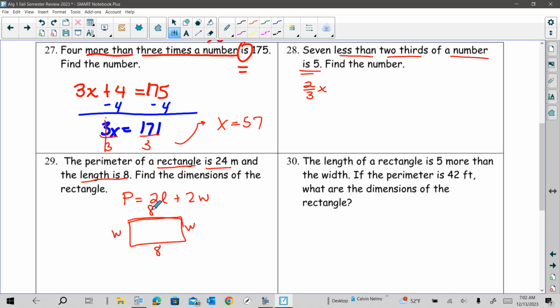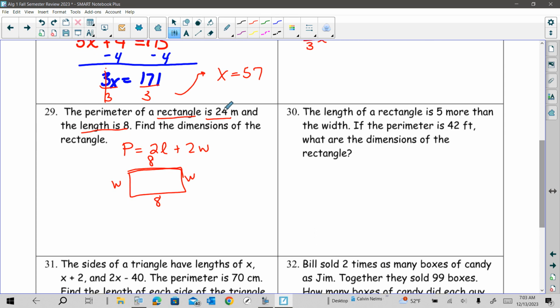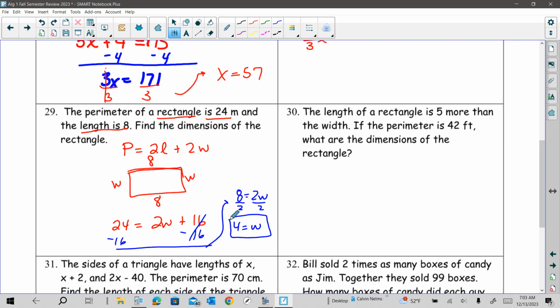And so we're going to substitute the parts in the formula. P is 24 equals, we have 2 W's plus 16. And now we're just solving for W because we already know what the length is. So we're just going to subtract the 16. I'm going to just write it to the side here. That's going to give us 8 equals 2W. And then divided by 2, 4 is our W. Okay.